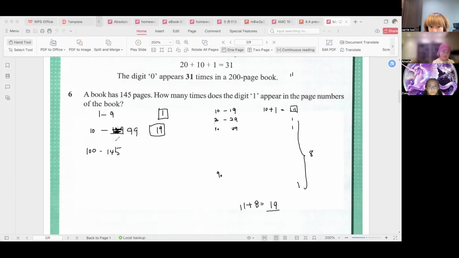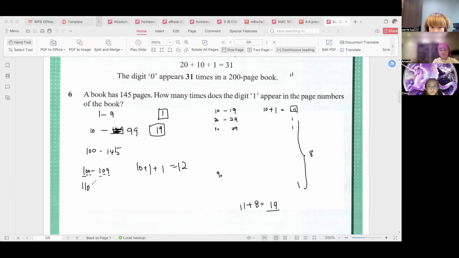Am I right, Amelia? Okay, so now let's take a look at the 100 to 145. So let's see, 100 to 109, how many are there? First of all, we think about the hundreds place. How many ones are there? 10, right? And second, the tens place, how many of them? 1. And last, the ones digit, we have 1. So it's 12 of them.